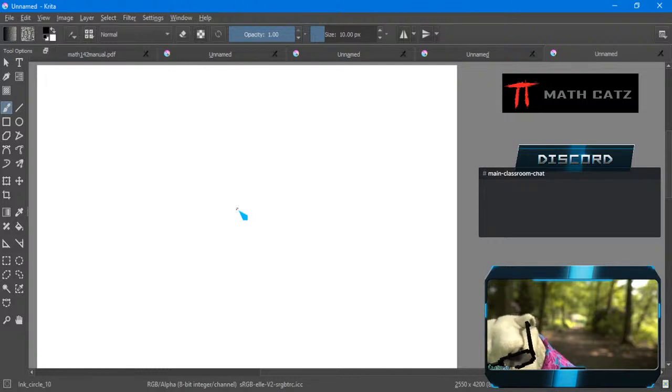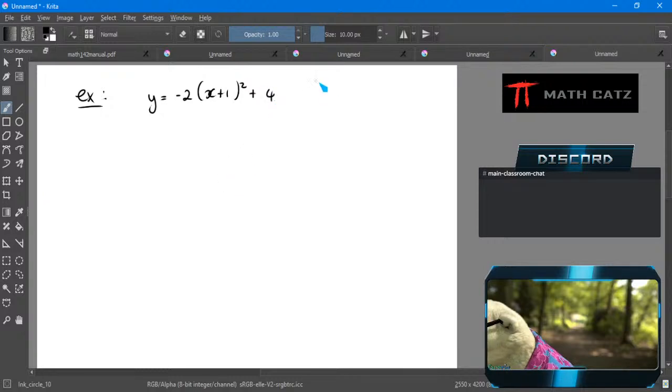Okay, so I want to look at problem 1.6, number 4, just as an example. So I'll just do an example here. It's not the problem itself. We had, I'll just call it y, I don't care, negative 2 times (x plus 1) squared. Whoop, that is an ugly x. I apologize. So we had our standard form.